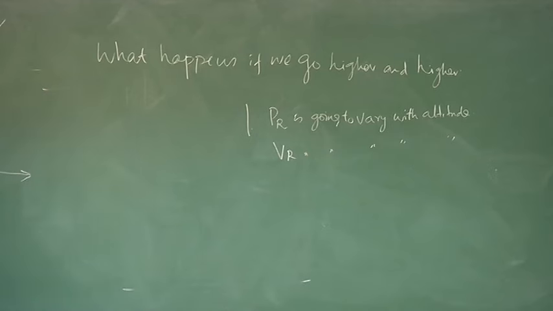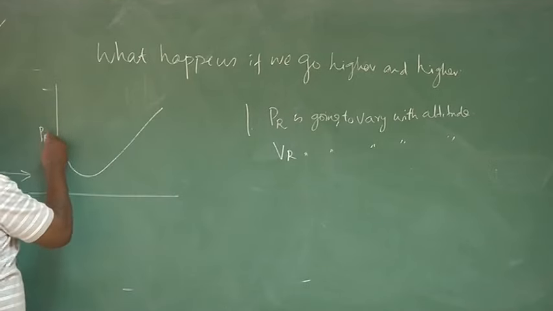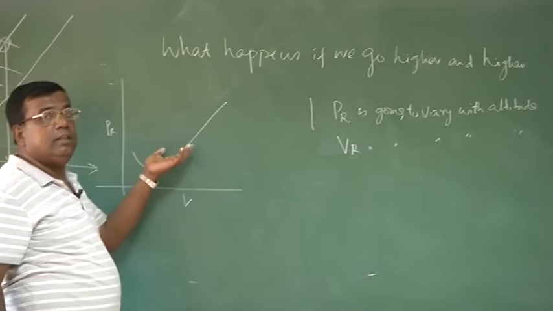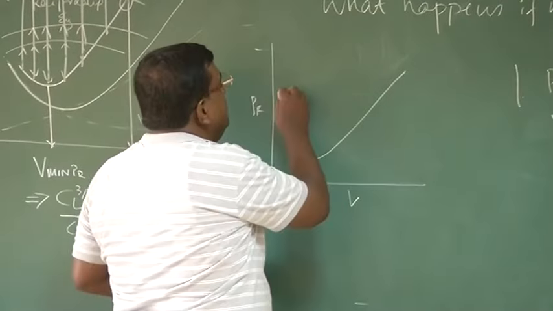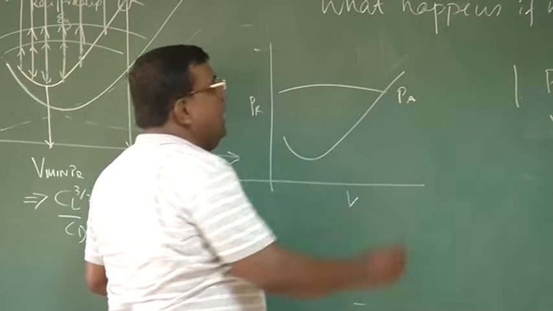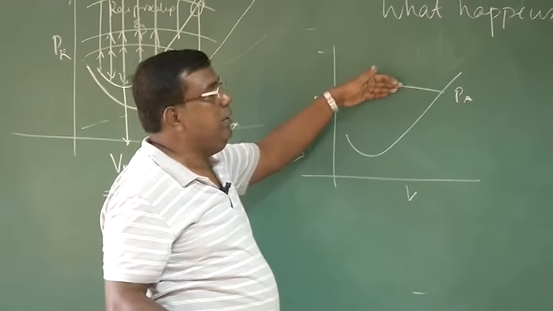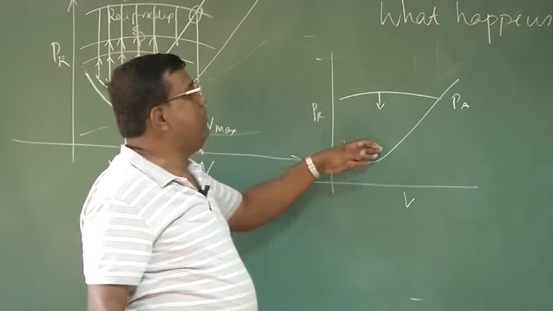So this is important because please understand we are plotting power required versus V like this. This is fixed to an altitude. As I'm going higher and higher, the density of air is reducing, so that will have an effect on this. Second thing, power available. Again, as I'm going higher and higher, density is going to reduce, so this will also have an effect on this. This will try to come like this, and this will also try to shift.